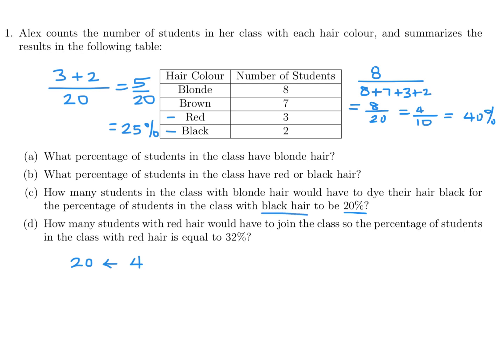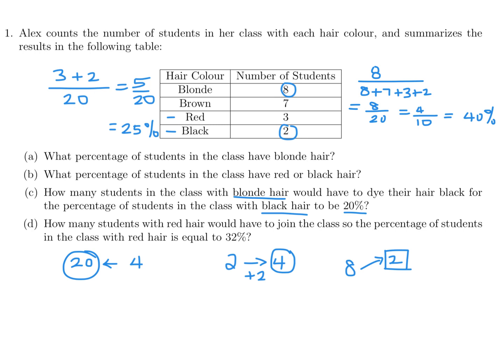Currently, there's only 2 students that have black hair. So we want to go from 2 students to 4 students. So that would mean that an additional 2 students would have to dye their hair black. And they're telling you that it's going to be the blonde hair students. So of those 8 blonde hair students, 2 would have to dye their hair black. And when that happens, there will be a total of 4 students with black hair, and that represents 20% of the 20 students. So hopefully all that makes sense. And the answer to this question is 2.